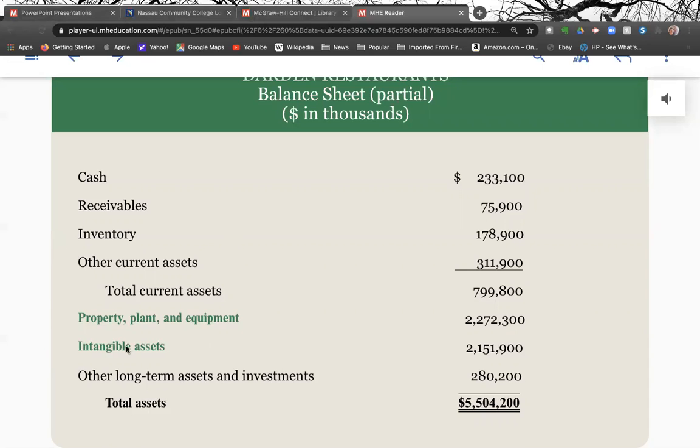We're not really going to talk about intangible assets. Think of intangible assets as things like copyrights and trademarks, things of that nature. Now, notice they don't say anything about depreciation here, but these numbers are shown net of depreciation, right? So we'll see how that works. But property means land, plant means buildings, equipment is equipment.